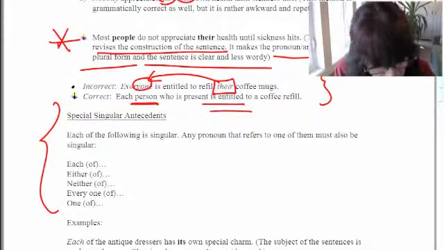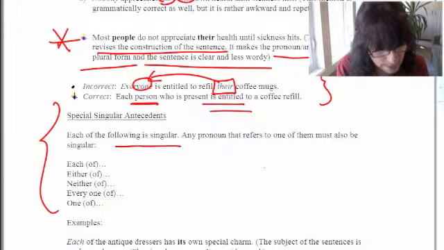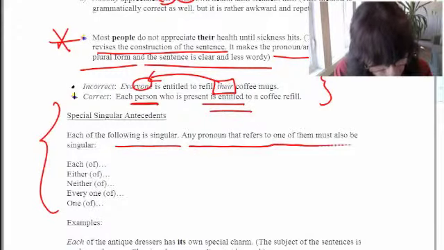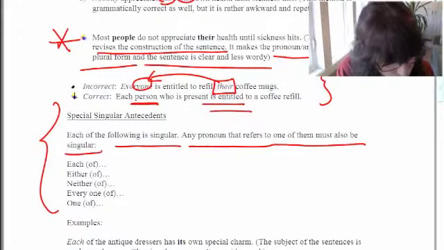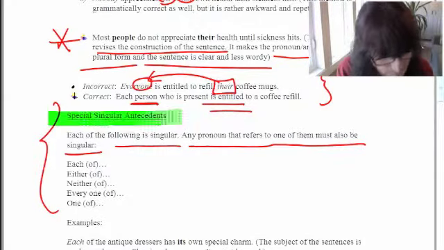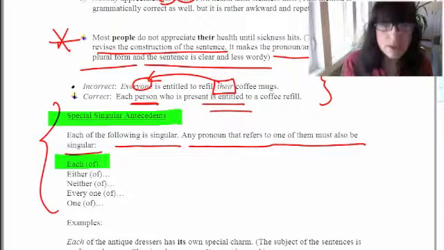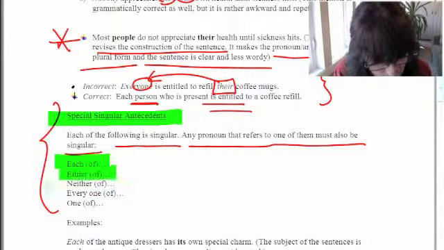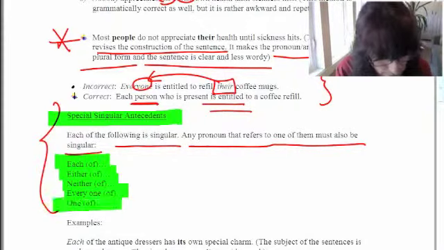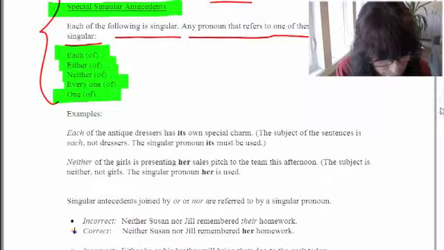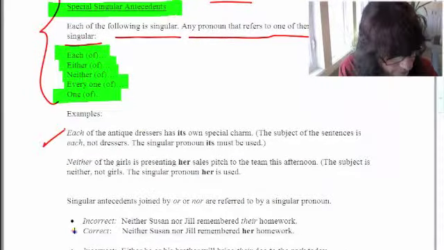Here are some special singular antecedents. They're always singular. Each of the following is singular. Any pronoun that refers to one of them must also be singular. So let's look at these special singular antecedents. Each, often it's followed by of. Each of, either of, neither of, every one of, or one of.